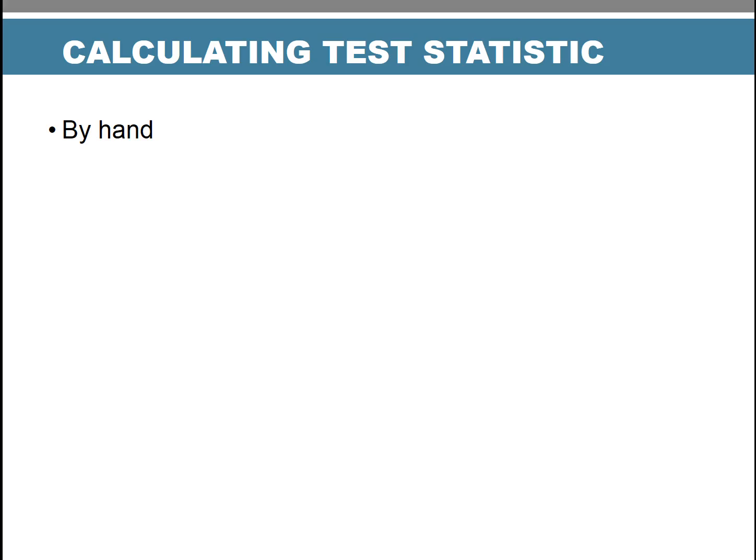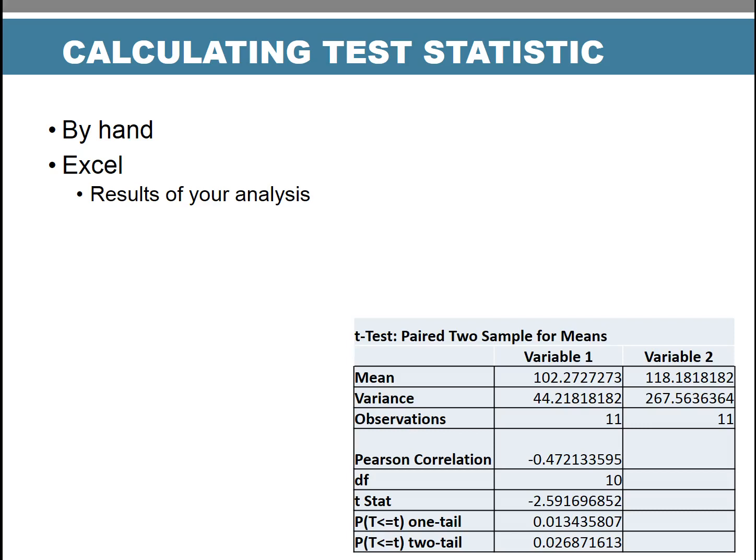Okay, so calculating our test statistic. We can do this by hand. We would take the formula that we're using for our test, and we would plug all of the values that we got for our test into that formula and get our test statistic. We can also get this as results of our analysis in Excel or another program that we're using. So when we run our test, this is that same t-test we looked at before, we get results that tell us our t-statistic. This is our test statistic for our test. It's negative 2.59.